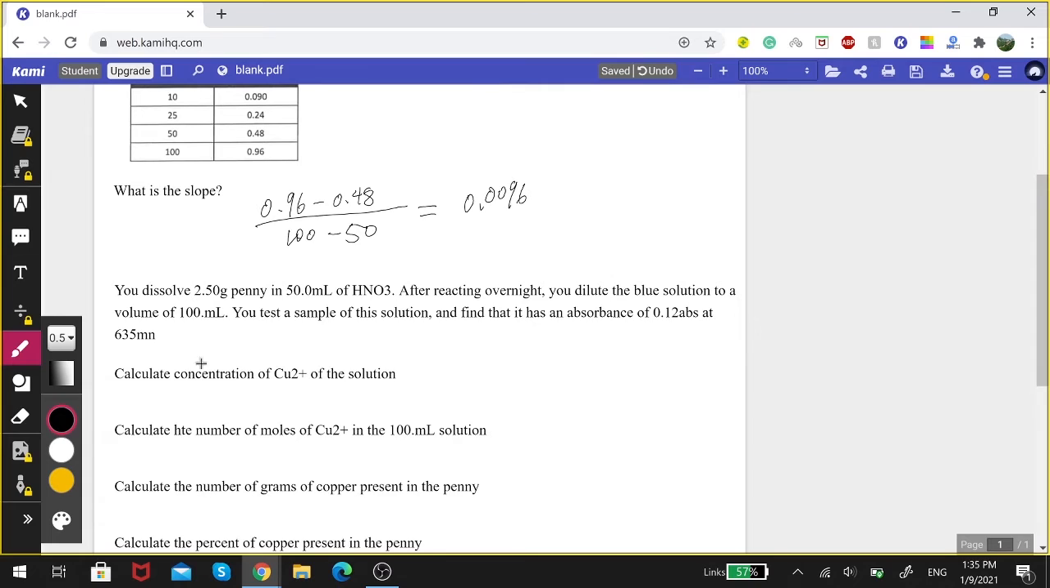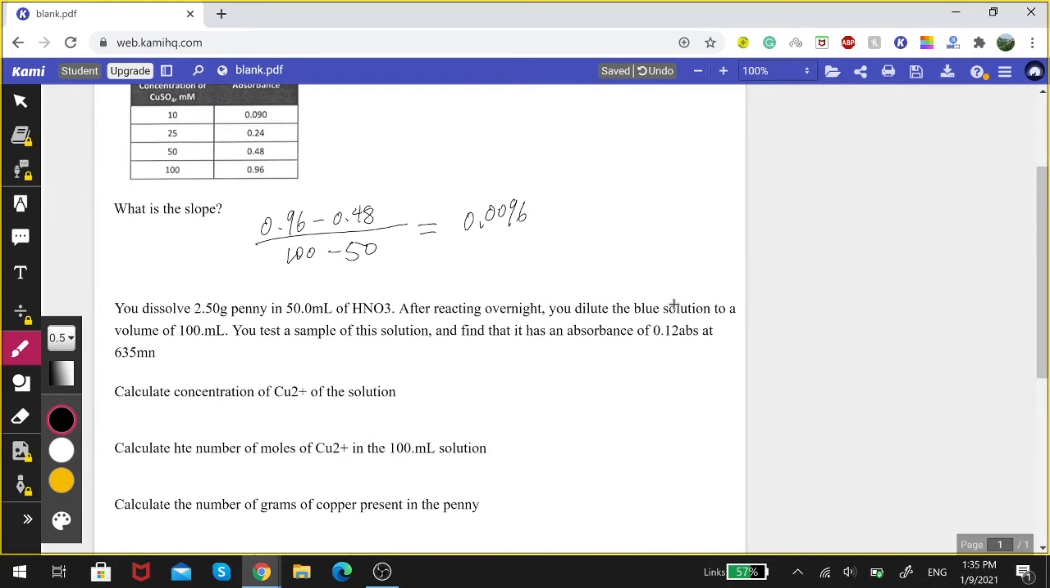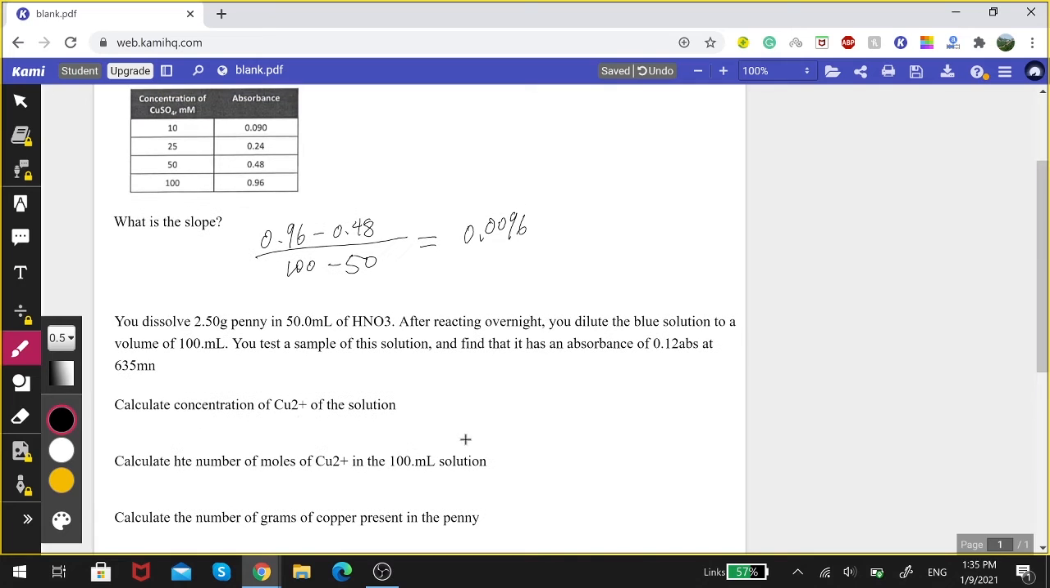And now, second part of the question says you dissolve this much penny in 50.0 milliliters of HNO3. After reacting, the solution is blue and 100 milliliters. You test a sample of the solution and found out it has an absorbance of 0.12 at 635. Calculate the concentration. So the concentration can be calculated by ABS divided by slope.